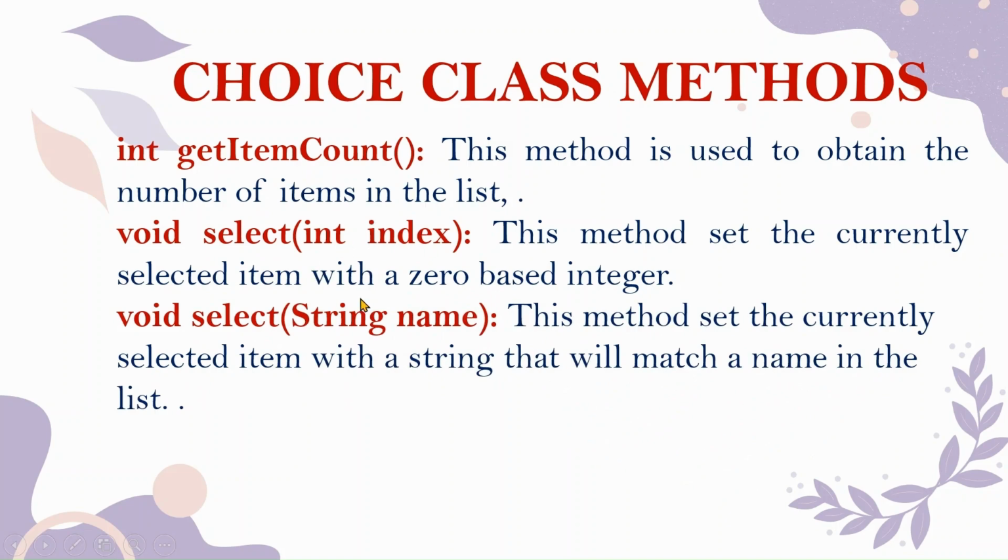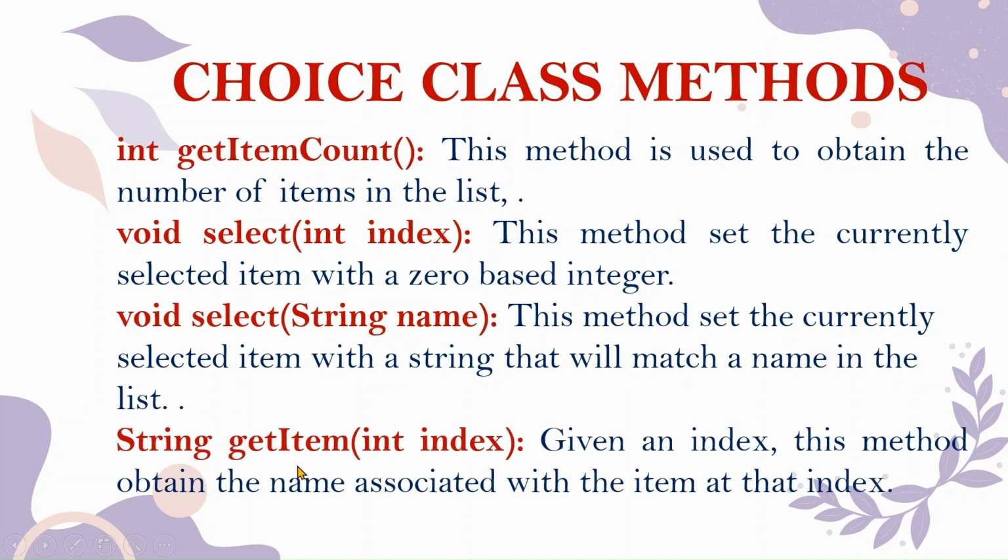Now instead of an index number, you can also give the name of the item you want to select. This method sets the currently selected item with a string that matches a name in the list. Whatever you give, that name needs to match in the list, and it will be selected by default. When you run your application, you can see the choice control showing that selected item on screen.